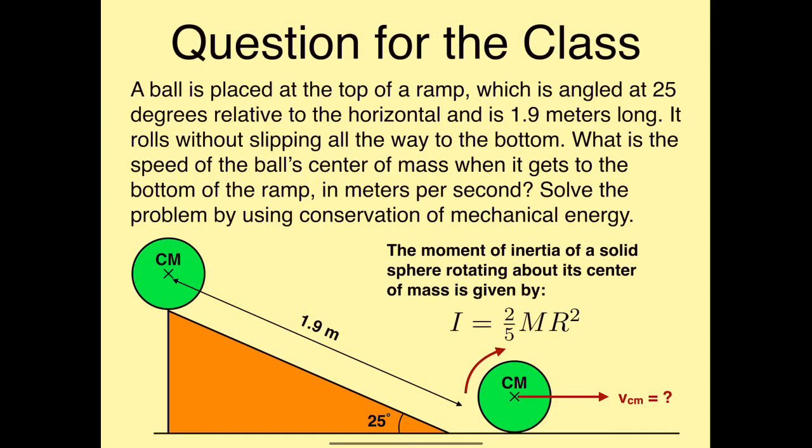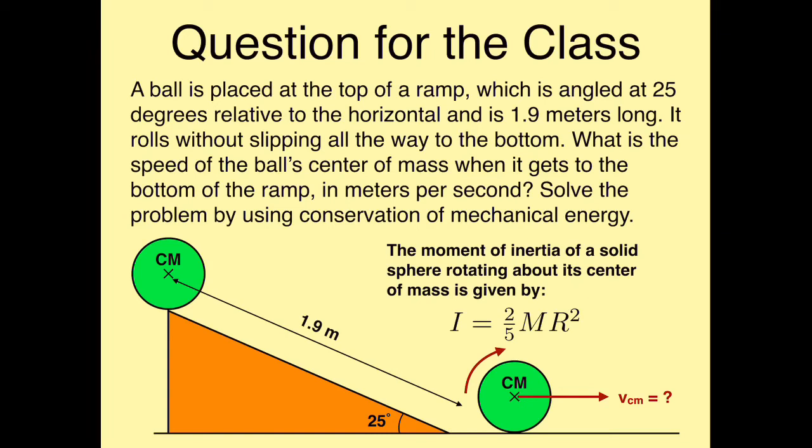Okay, so I'm going to give you an example for you to try out. We have a ball placed at the top of a ramp, which is angled at 25 degrees relative to the horizontal and is 1.9 meters long. It rolls without slipping all the way to the bottom. What is the speed of the ball's center of mass when it gets to the bottom of the ramp in meters per second? So solve this problem by using conservation of mechanical energy.